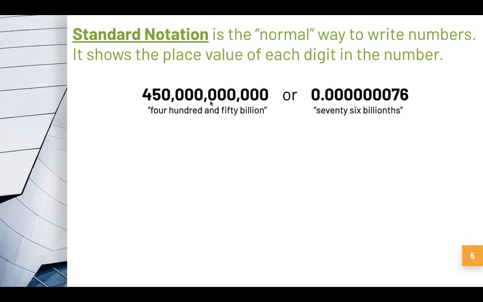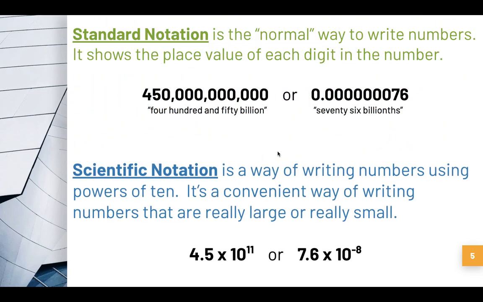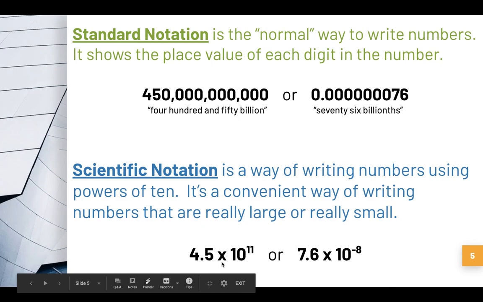Both of these are called standard notation. That's the typical, normal way that we see numbers. Now, scientific notation is just a way of writing these numbers using powers of 10. It's a much more convenient way of writing numbers that are really big or tiny. Here would be an example: 4.5 times 10 to the 11th, or 7.6 times 10 to the negative 8th. Both of these correlate to what is above in standard notation.